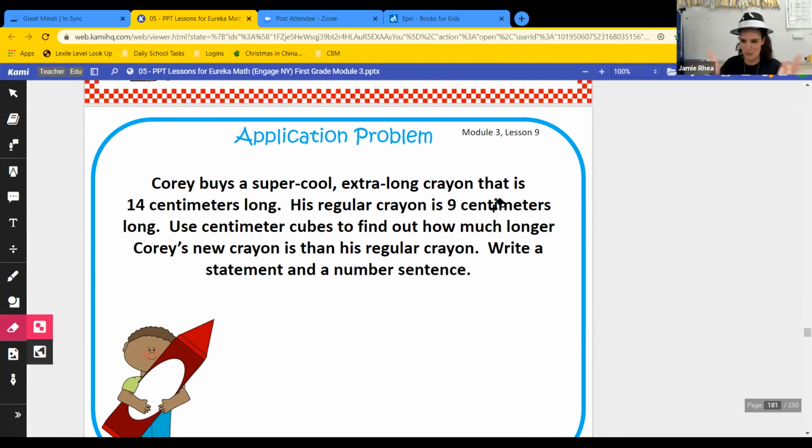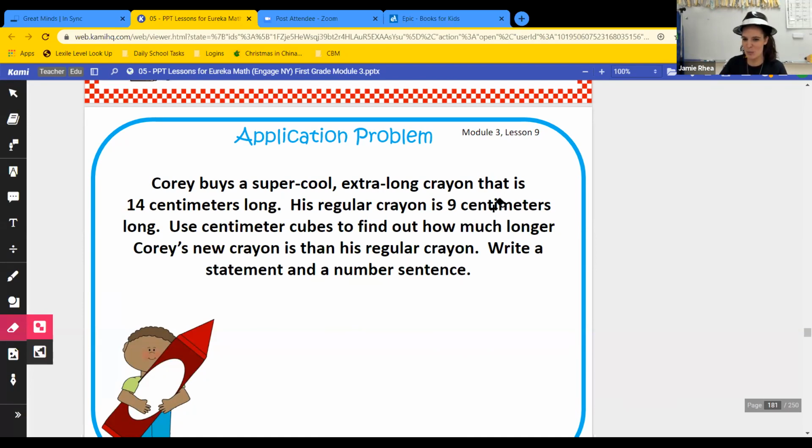Okay, what do good number detectives do? We read through the problem, but guys, guess what? You need your whiteboard or some paper to write on, because you're going to solve this today, okay? So let's look at our problem. Let's read through our problem like a good number detective. Are you ready? All right, here we go.